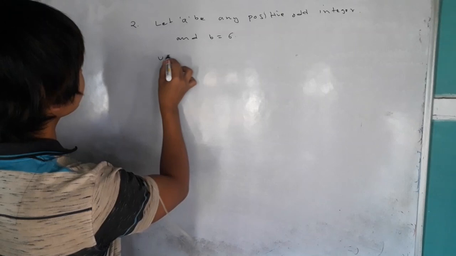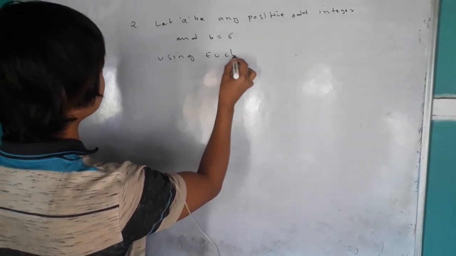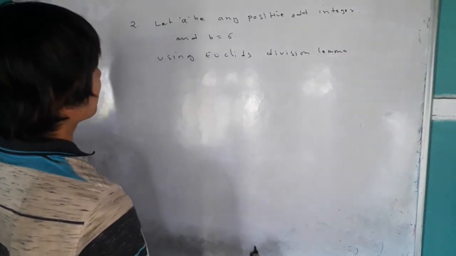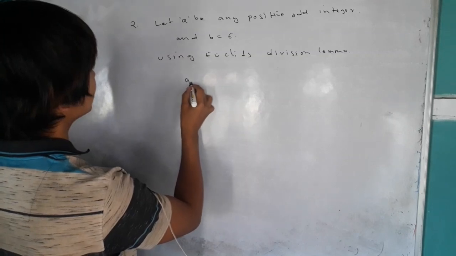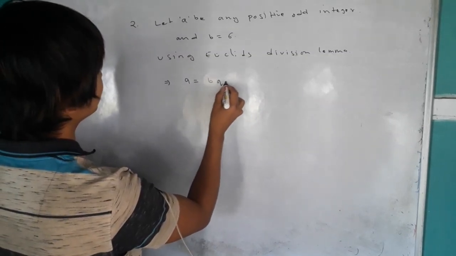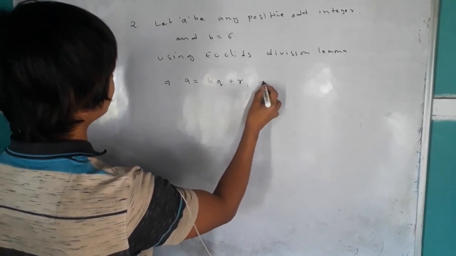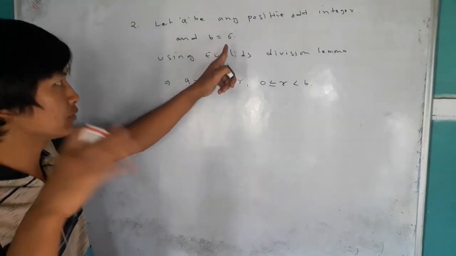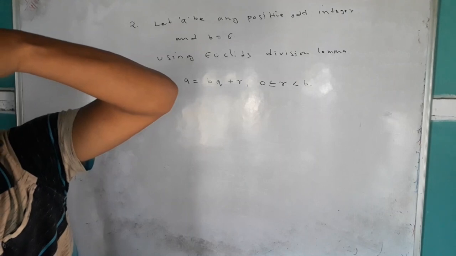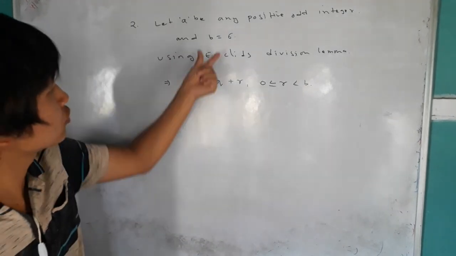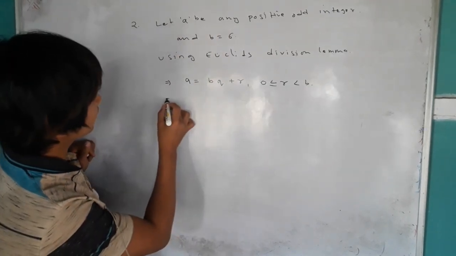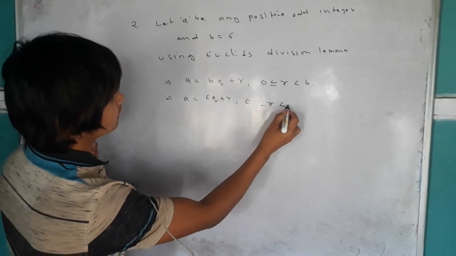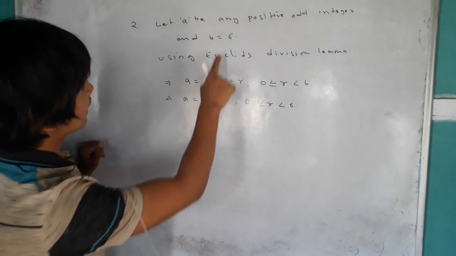So using Euclid's division lemma, according to Euclid's division lemma, what does the statement say? a equals bq plus r, there is a rule, r is greater than or equal to 0 but less than b. So what I have assumed by looking at the question, what the question is saying to prove, 6q plus 1, from that we will predict what should be b. So what we can write, a equals bq plus r, where 0 ≤ r < 6. b should be 6, because I have assumed b is 6.